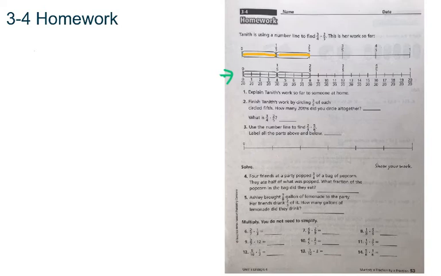In number 2, it says finish Tanith's work by circling 3/4 of each. All you would need to do there is circle literally the 3/4. You can see that each of these 20ths for the 1/5 is broken up into 4 chunks, so you would be circling 3 of those 4 chunks. I'm going to go ahead and do that with you. 1, 2, 3. There's 3/4.